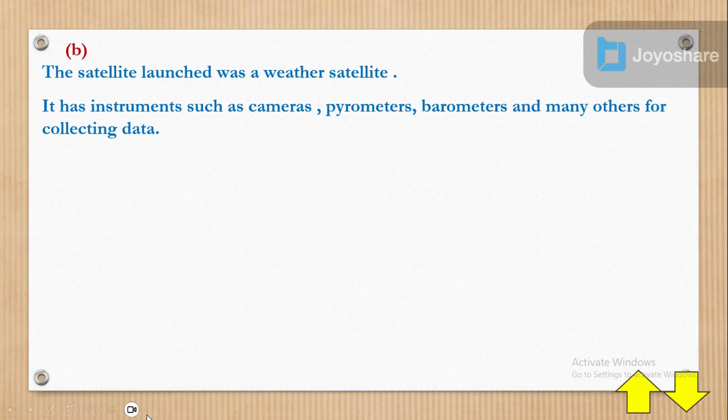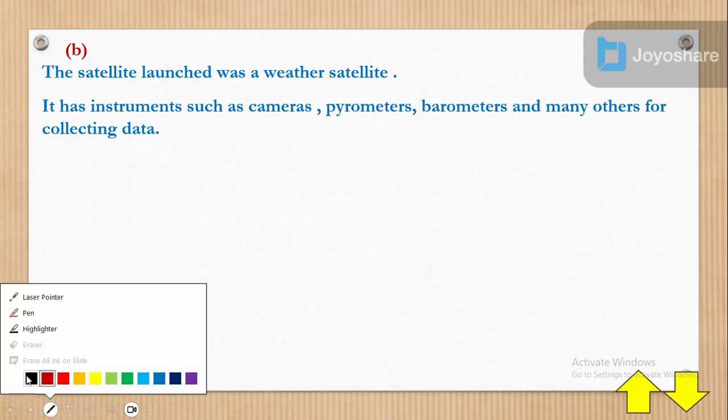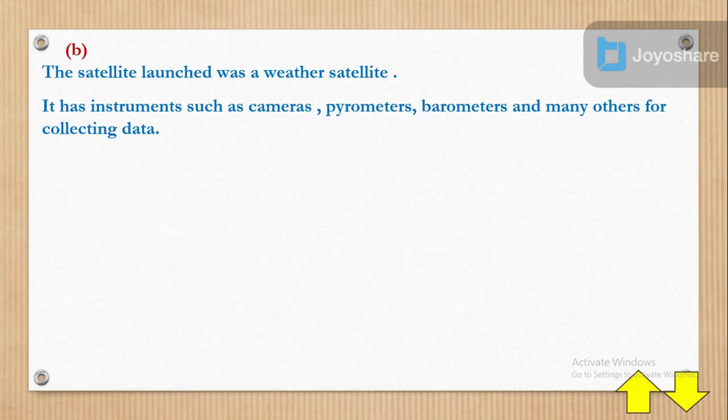Now, for those who don't know, a pyrometer is a specific thermometer which measures heat, especially too much heat. You know that the thermometers in hospitals, when you put them to a temperature of around 1,000 degrees, will just melt. But a pyrometer can measure even up to around 1,000 degrees Celsius. So this satellite goes with a camera, a pyrometer which can measure temperatures, a barometer which can measure the humidity, and many others. In fact, it comes along with a lot of instruments which collect data.